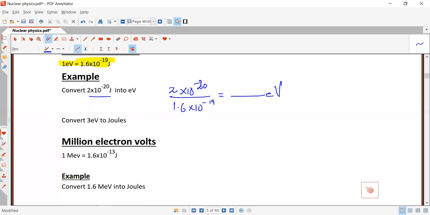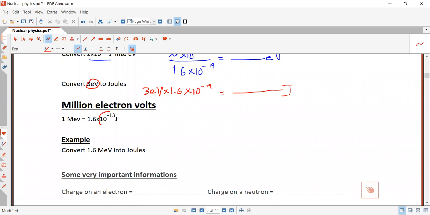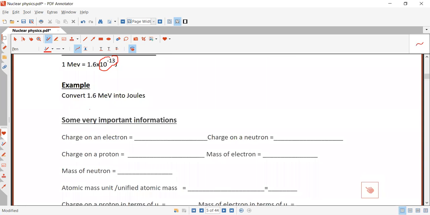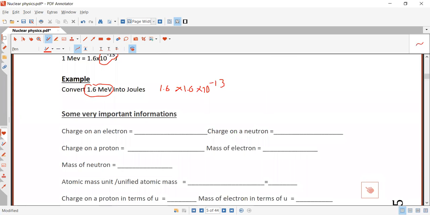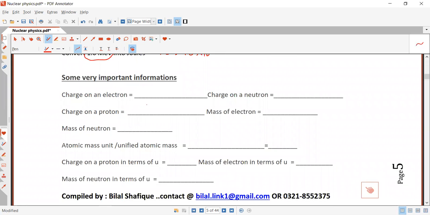And if we want to convert 3 electron volts into joules, we multiply by the same conversion factor, and we get the answer in joules. And for million electron volts, the exponent of 10 changes to this. So if you want to convert 1.6 million electron volts into joules, we are definitely going to multiply this by this number. Now some very important information is coming, which is actually given in the exam.